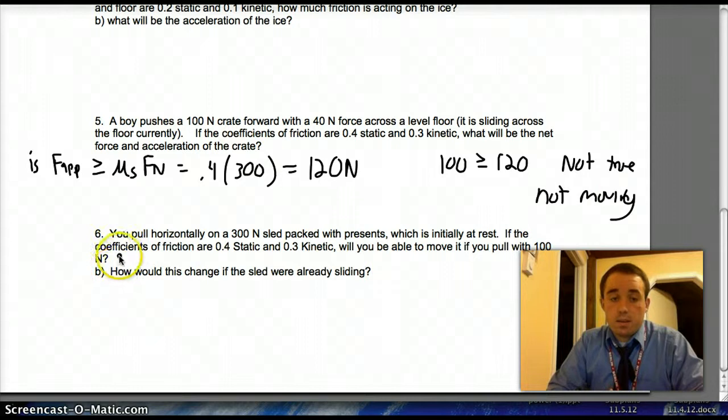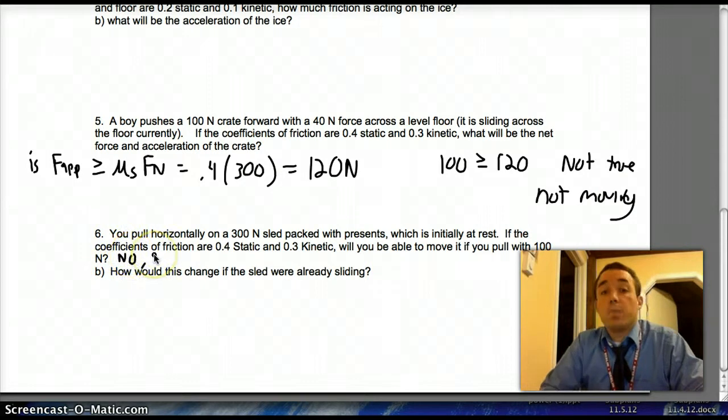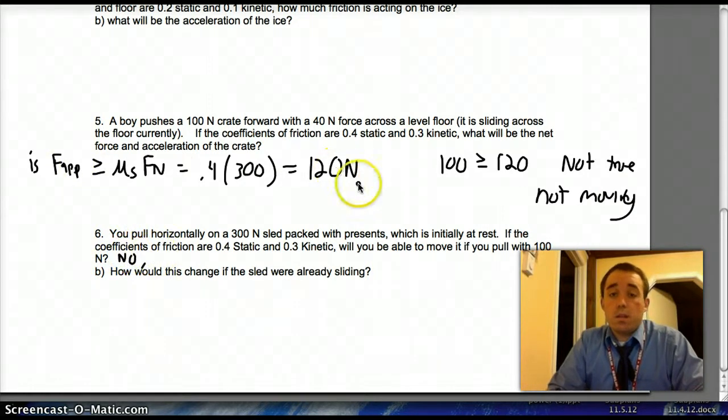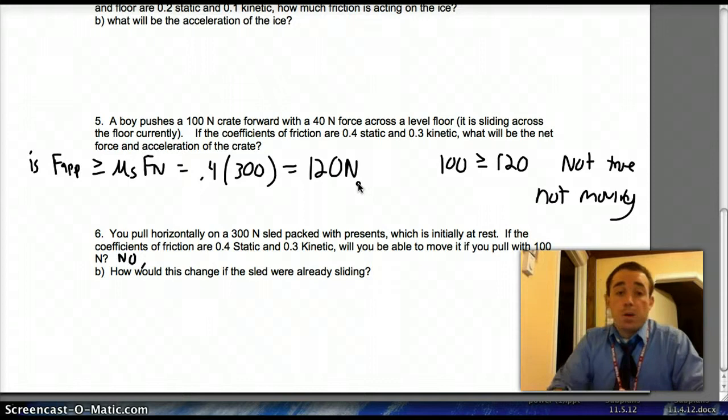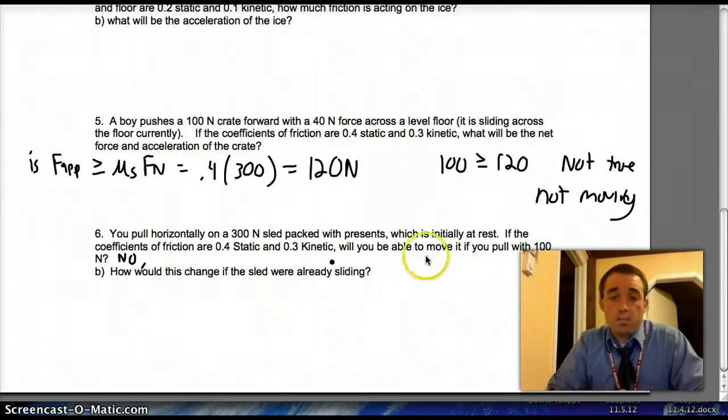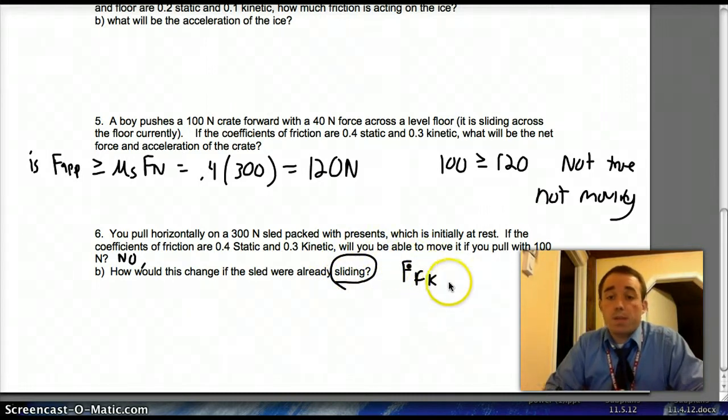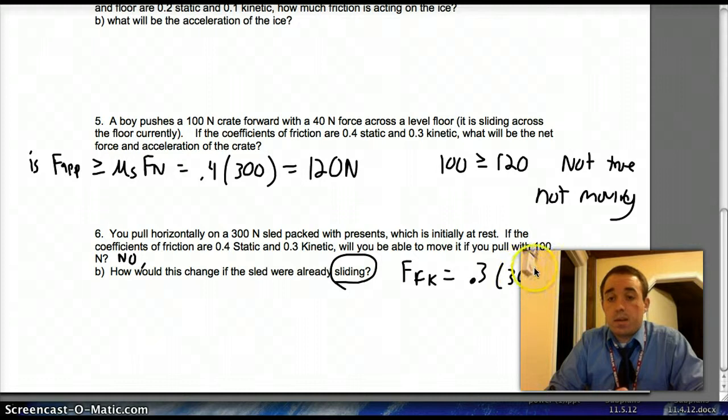So part A is no, because 120 newtons is the maximum static friction force that can happen. I'm only pulling with 100. I need to break 120 in order to get movement. But part B says, alright, well, maybe we are already sliding. If we're already sliding, there's that key word. Sliding tells us that we have to look not at FFS, but at FFK. And FFK is the mu k, which is 0.3 times the normal force, 300, which is 90 newtons.